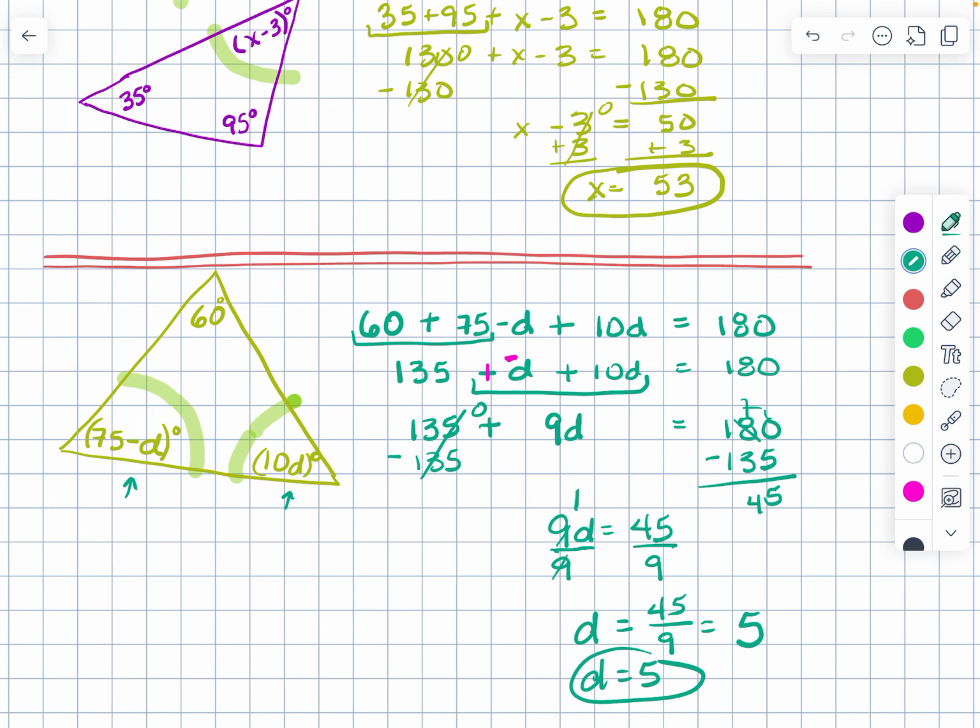And again, if you want to check it, you're going to put this 5 into the equations up here for D. We're going to put 5 for D, add all this up here, and you should come up with 180 degrees.